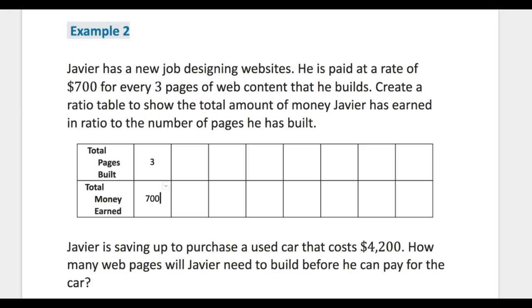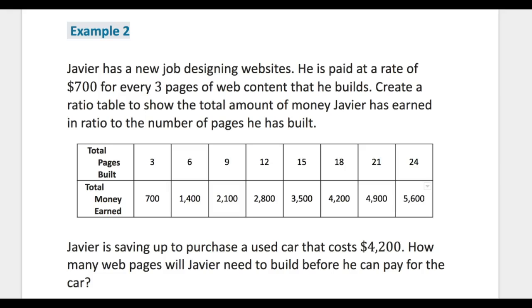Okay, so this means he builds 3 pages, he gets paid $700. What happens if he builds 3 more pages? So he builds 9 pages. How much money will he then make? And then I want you to continue filling out this table with all the numbers.